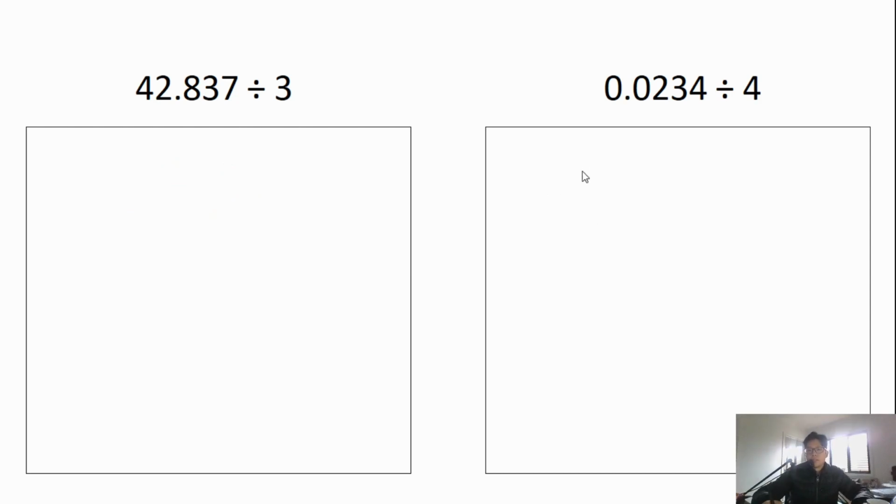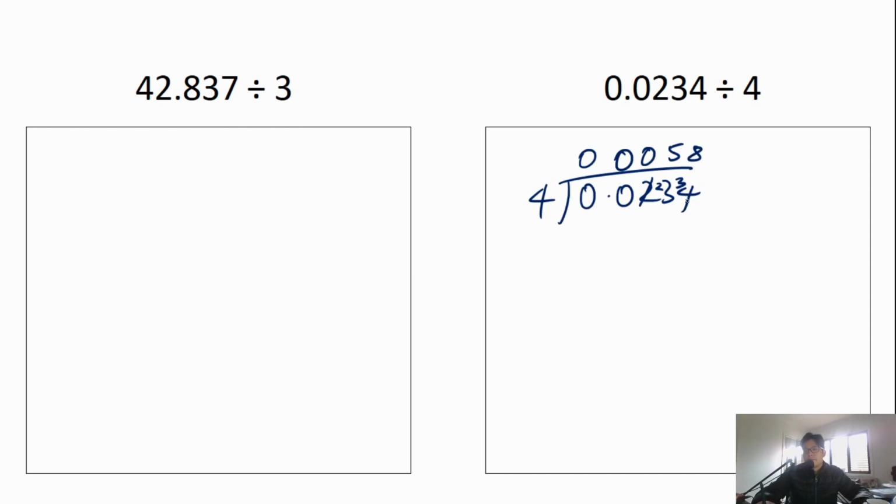Now let's try it with the question on the right. Once again, do it exactly how you would with any other division. So it goes 0.0234 divided by 4. 4 goes into 0 zero times, 4 goes into 0 zero times again, 4 goes into 2 zero times once more, and then now it's 23. How many times is 4 going into 23? That's a total of 5 times with the remainder of 3.